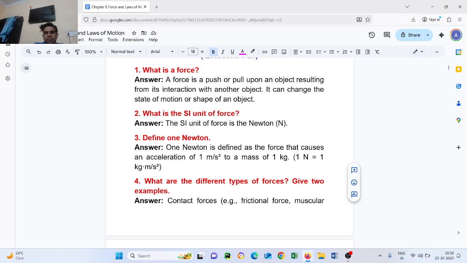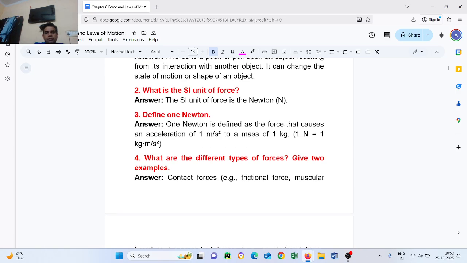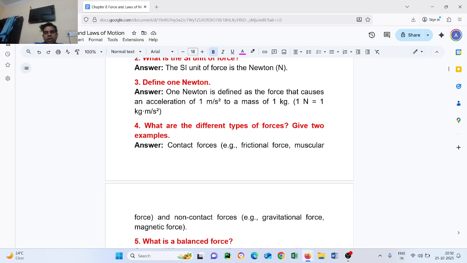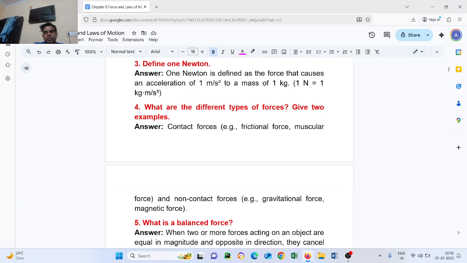What are the different types of force? Give two examples. Contact force, examples are frictional force and muscular force. Non-contact force, examples are gravitational force and magnetic force.